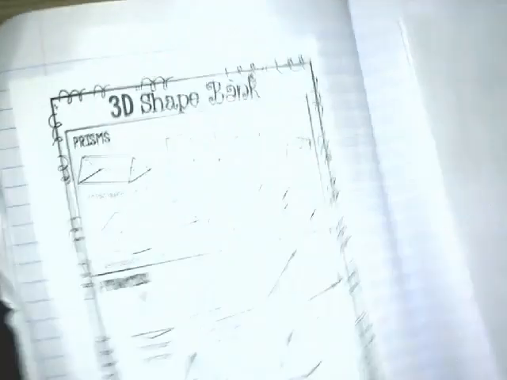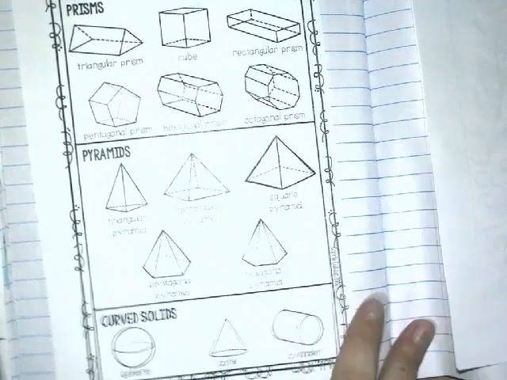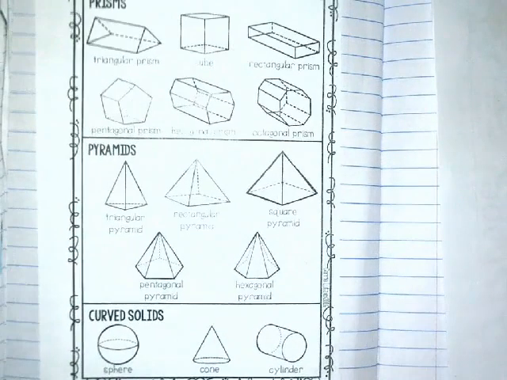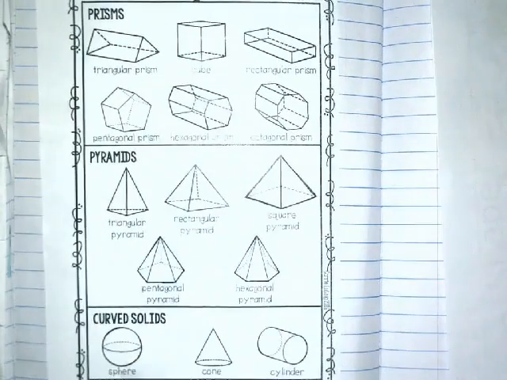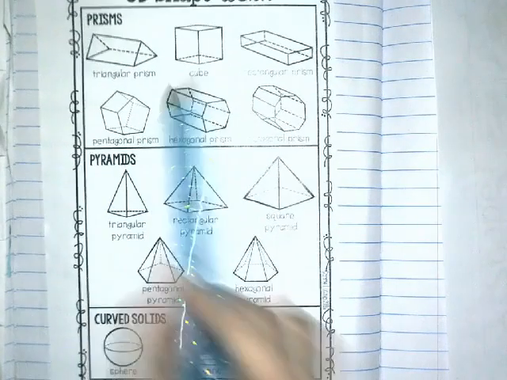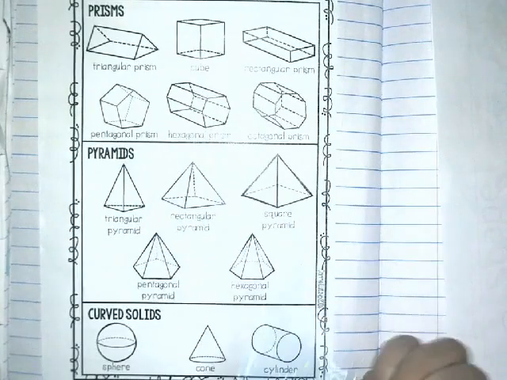faces to the shape. The kids also get this 3D shape bank just so that they can reference it throughout their quizzes and their tests. So it just gives them an idea of like a picture of a shape and how to spell the shape. And then they can look back at this and reference it to look at those attributes.